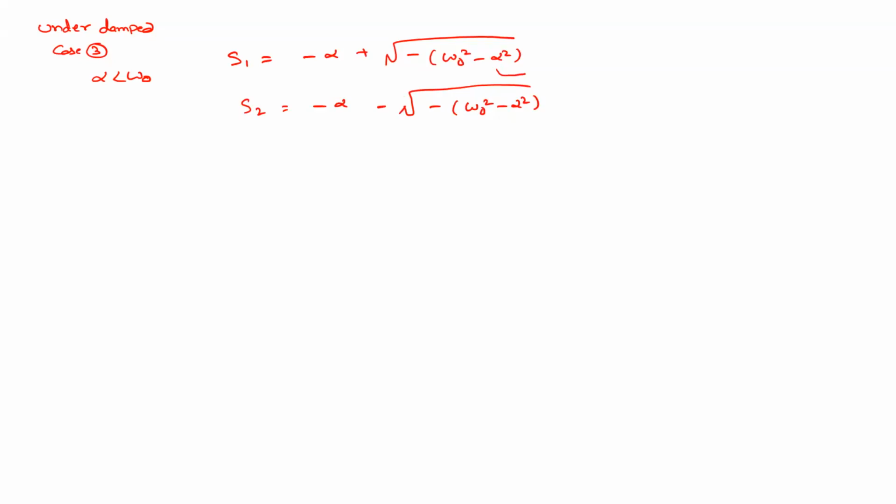So here you know that j equal to square root of minus 1, right? So what are the roots for this one? What kind of roots will you get? Conjugate complex roots, right? The roots are complex. So let us assume that the entire thing, the root of omega naught square minus alpha square, is omega d. This omega d is known as the damped natural frequency.